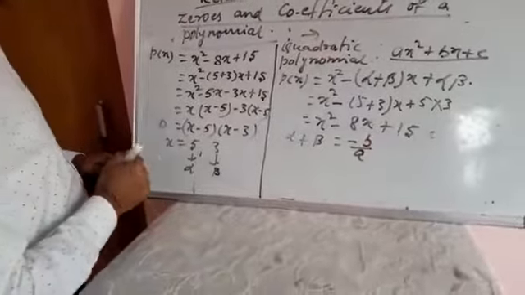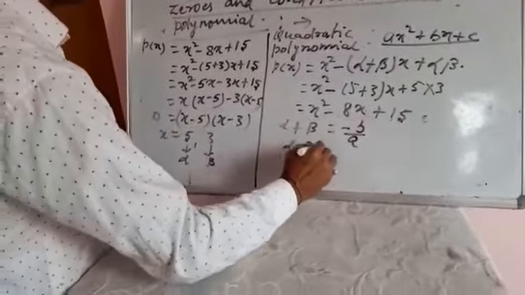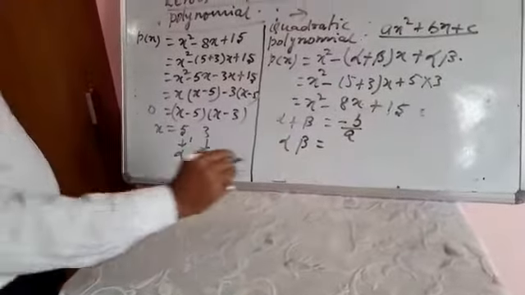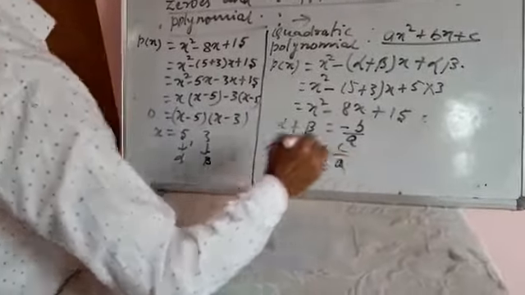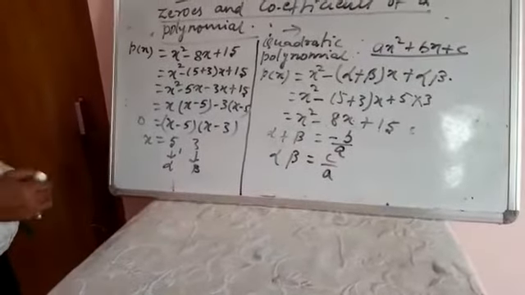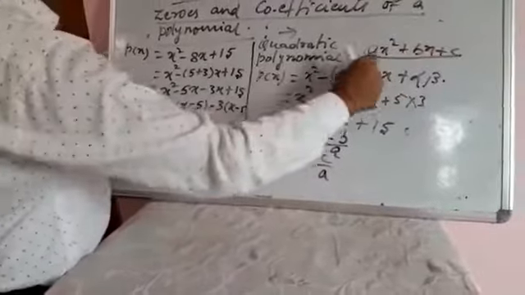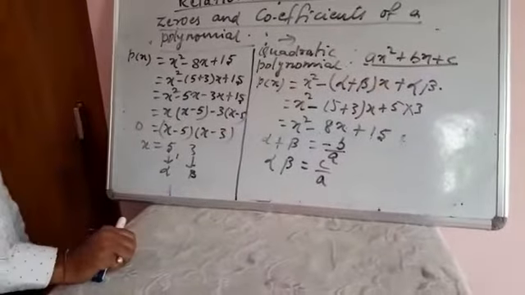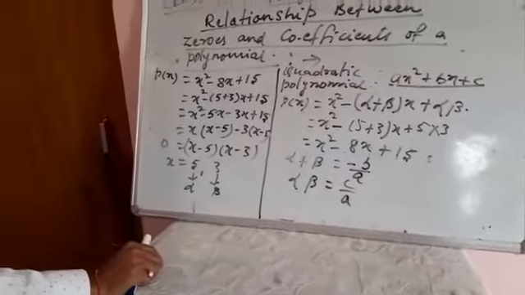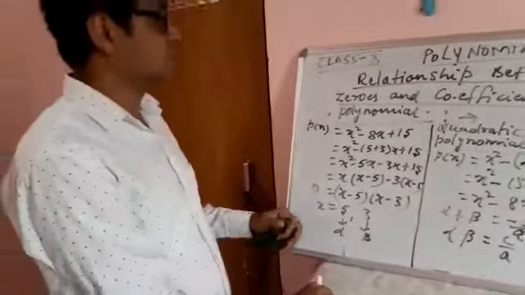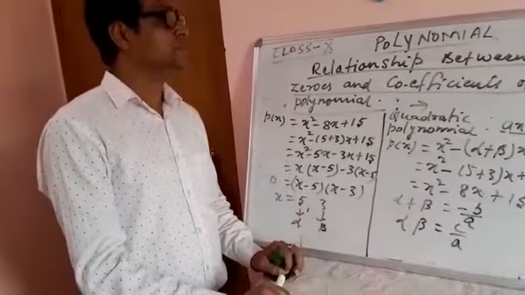And one more formula we have, that is alpha into beta. The formula for this we have is c by a. What does c stand for in the general form? c stands for the constant and a stands for the coefficient of x square. So this is all about exercise 2.2.